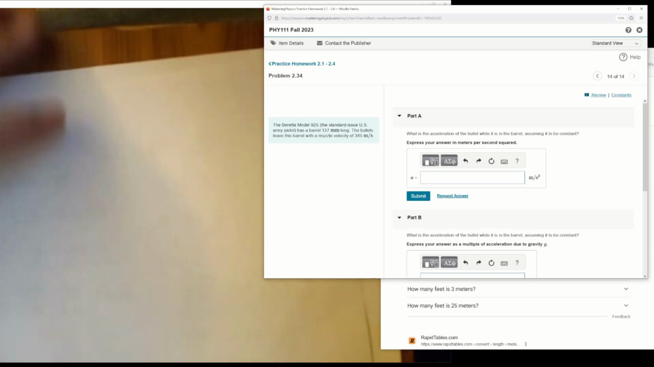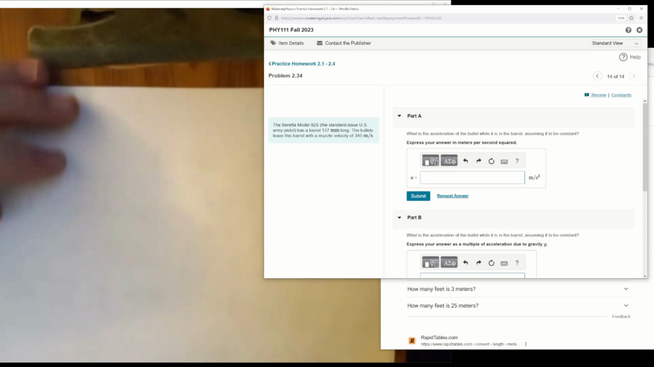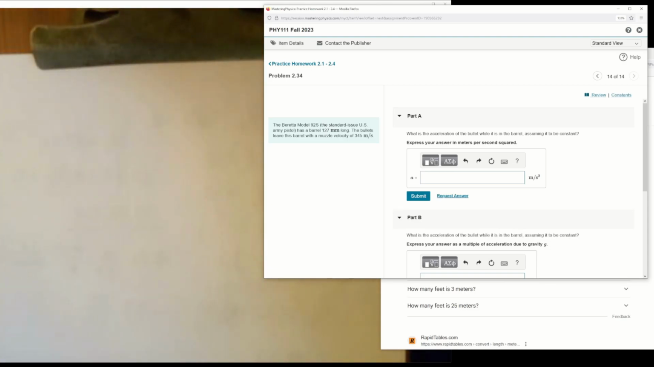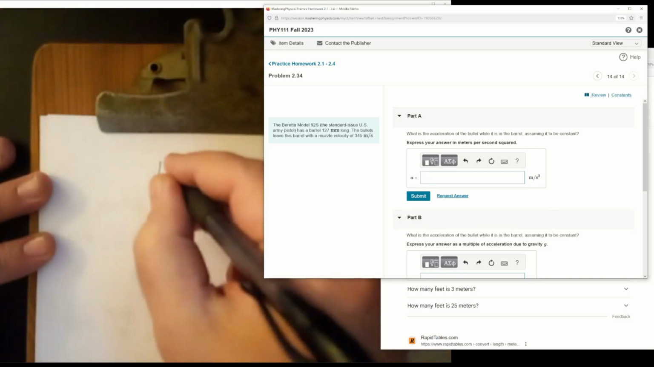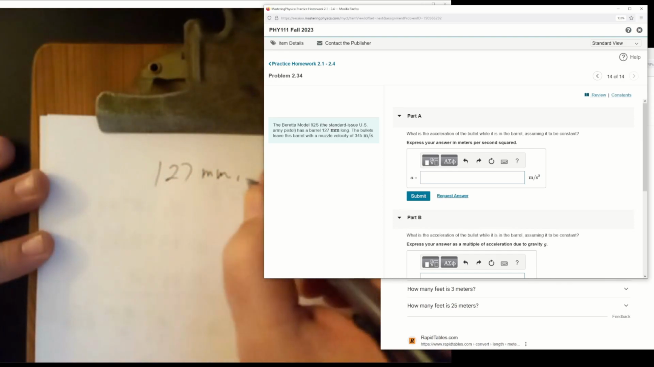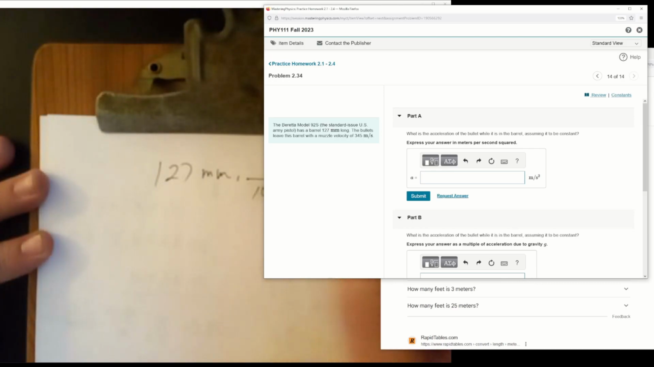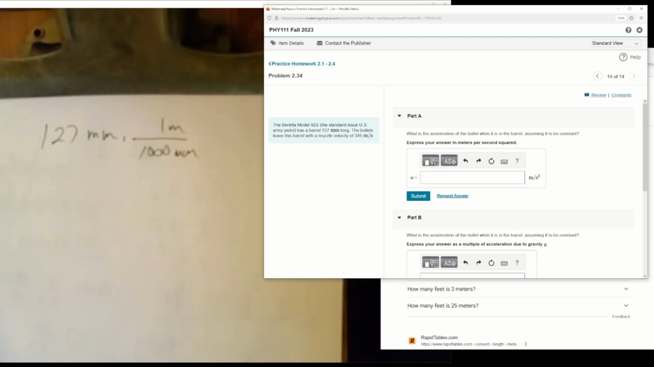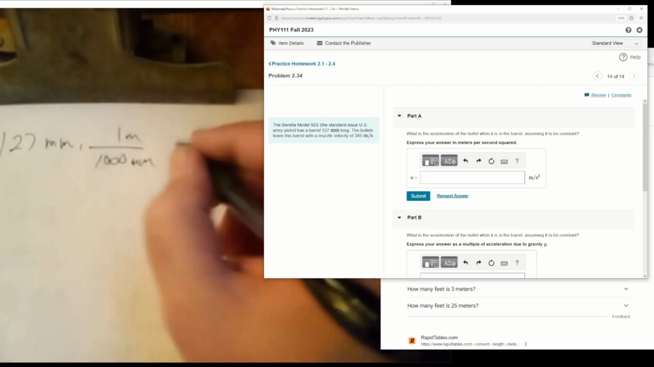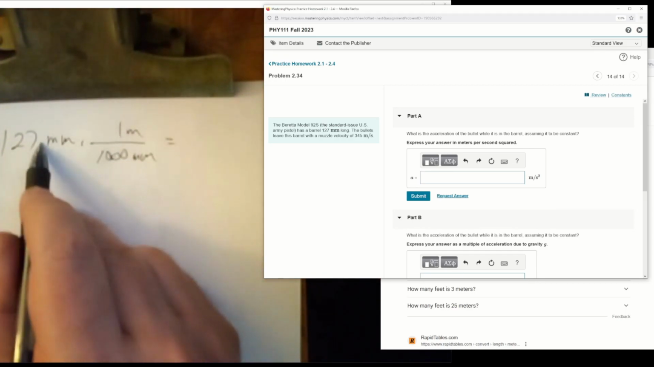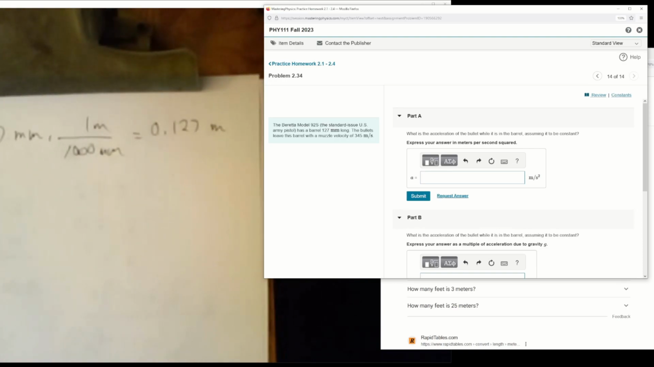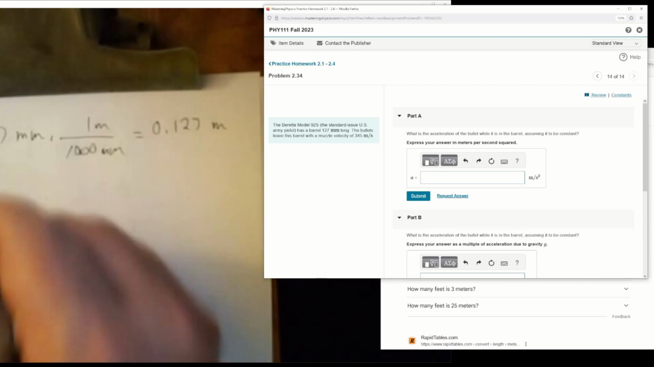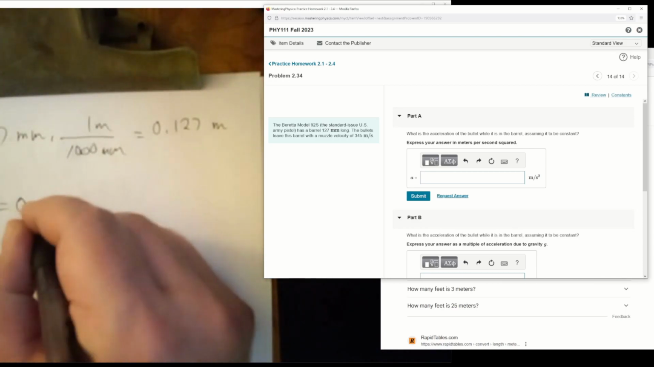What do you got? A Beretta model gun has a barrel length. So this is in millimeters. There are 1,000 millimeters in 1 meter. We do need to convert this to meters. And dividing by 3 zeros means we're going to move the decimal place 3 times to get our number in meters. And that's probably going to be our position.